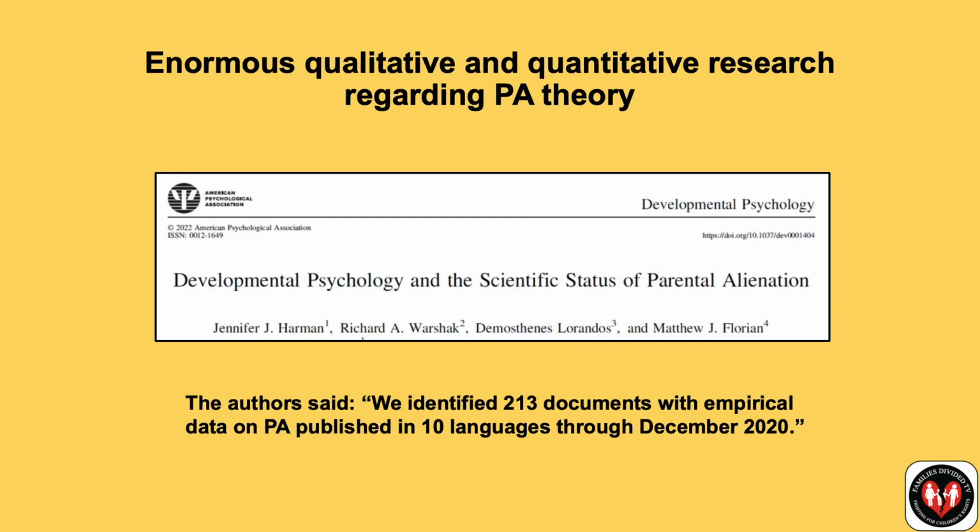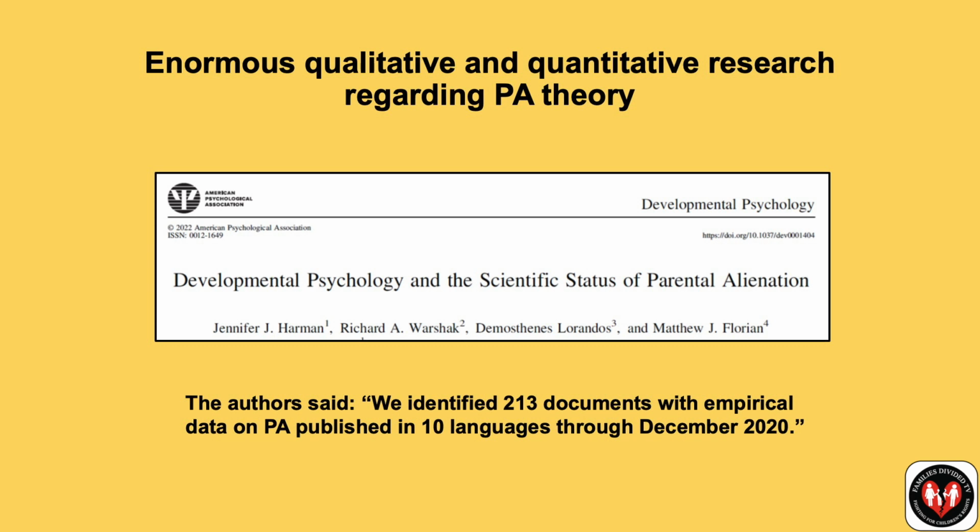So a good article that hopefully you've already heard about illustrates both the qualitative and quantitative research regarding parental alienation theory. And this article was published just a few months ago in 2022 by Jennifer Harman and her colleagues, who were Richard Warshak, Demosthenes Lorandos, and Matthew Florian. So they wrote an important article called Developmental Psychology and the Scientific Status of Parental Alienation.